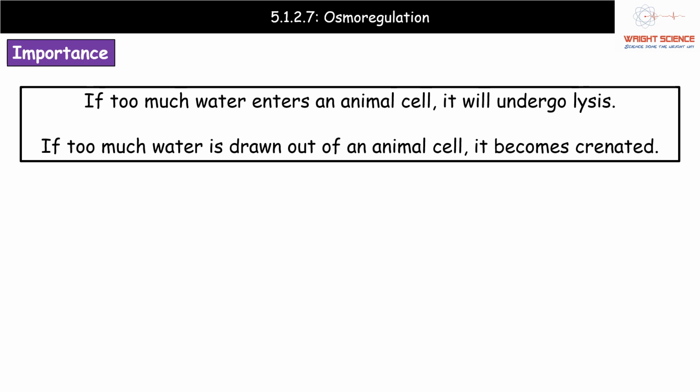Not good news. If, however, we've got a very low water potential in our blood, then that's going to lead to water being drawn out of those animal cells, like our red blood cells, for example, and therefore those cells are going to become crenated. And crenation, remember, is where we get that crinkling around the outside, and it obviously affects the effectiveness of those cells and their actions.